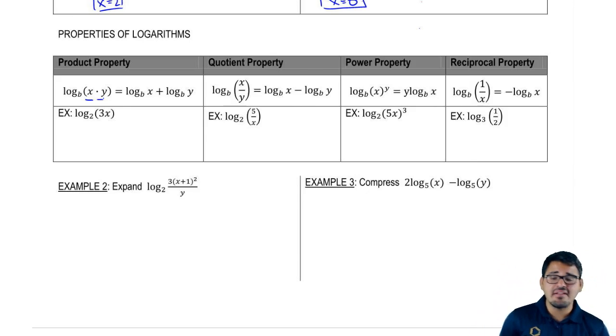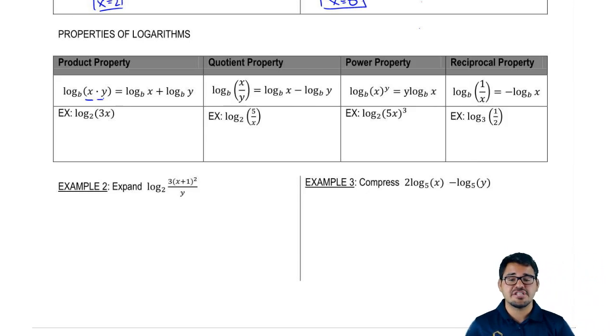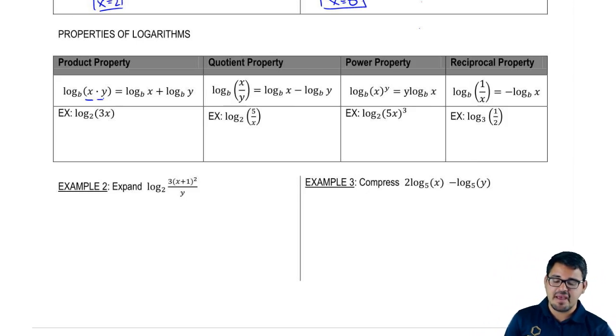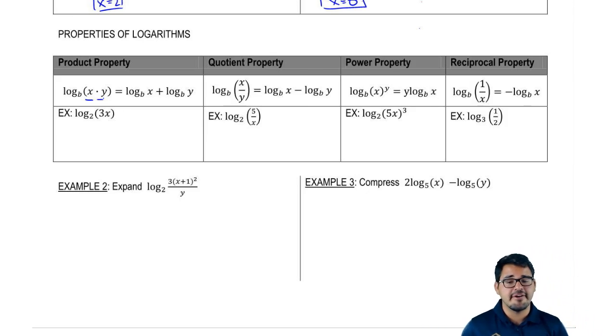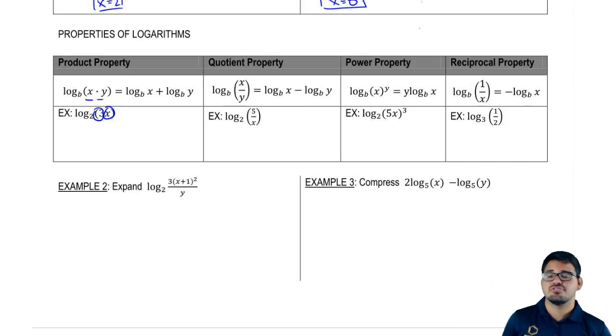How I like to say this is, when you are expanding, which is what we're going to do here, we're going to expand our logarithm. We have 3x, and we're going to expand it to something else. We need to first identify our factors. So here we have a factor of 3 and a factor of x, so we have two factors in total.